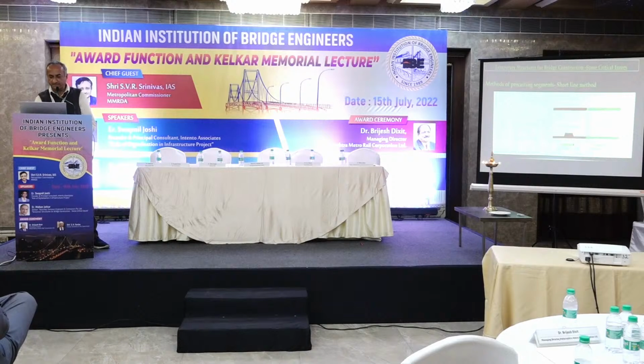This is a casting cell for a short line method. The red one is the unit to be cast, which is having a bulkhead on one side, that is the left hand side, and the previously cast segment, which is in green, is used as a shuttering for the front face of the unit. So that's how the match casting is achieved.